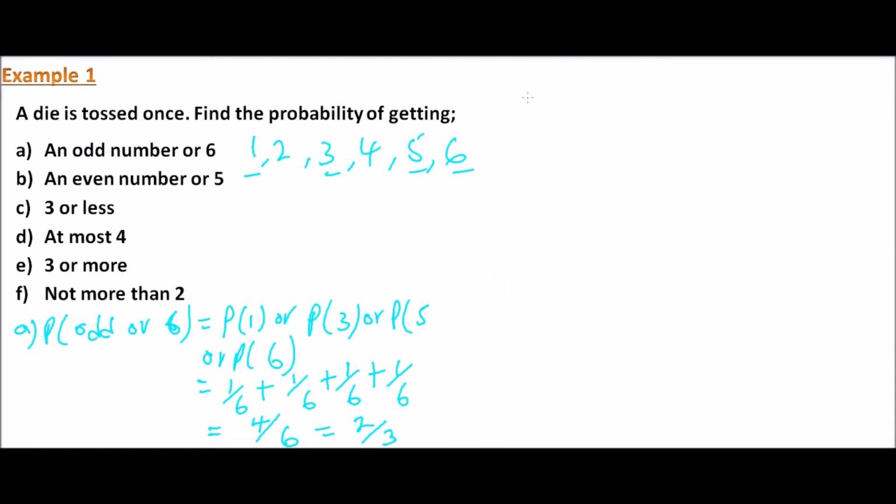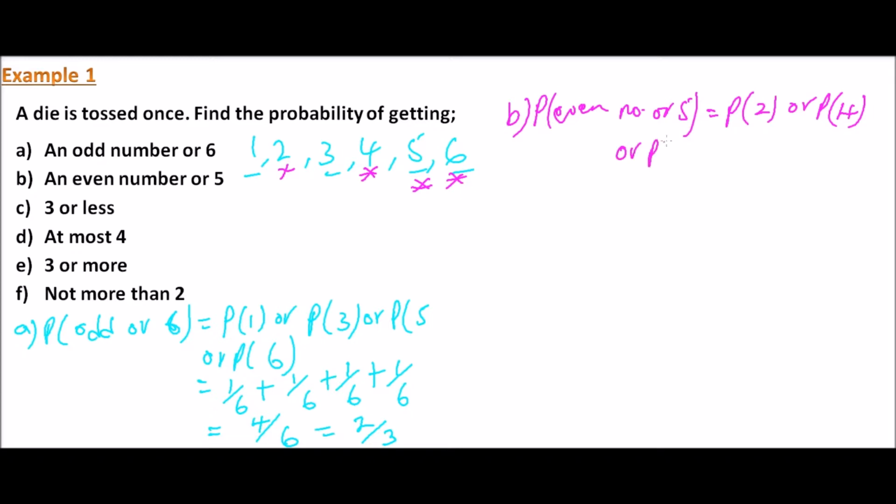We come to part B. We are told an even number or 5. The even numbers are 2, 4, and 6, or 5. So the probability of getting an even number or 5 is equal to the probability of getting 2 or the probability of getting 4 or the probability of getting 6, those are the even numbers, or the probability of getting 5.